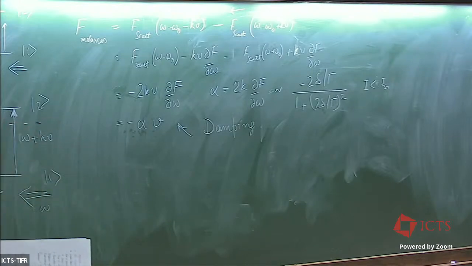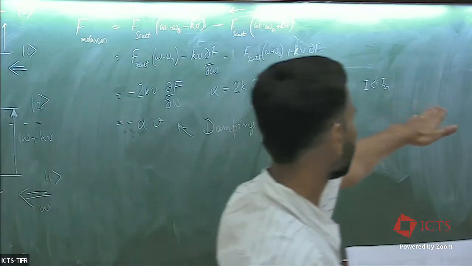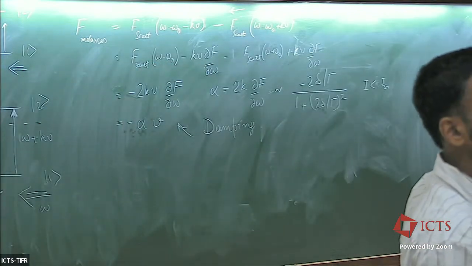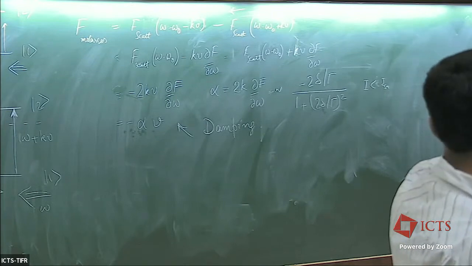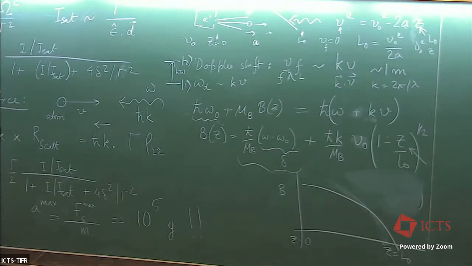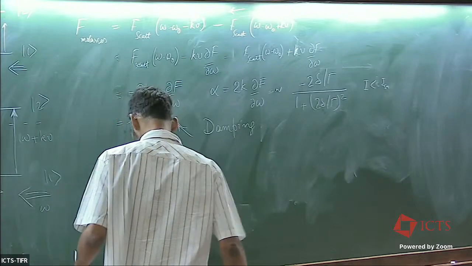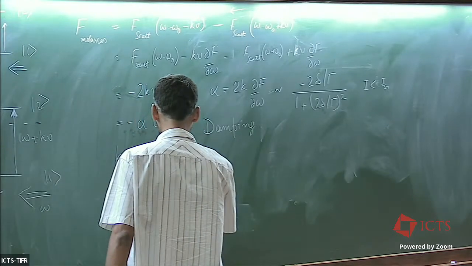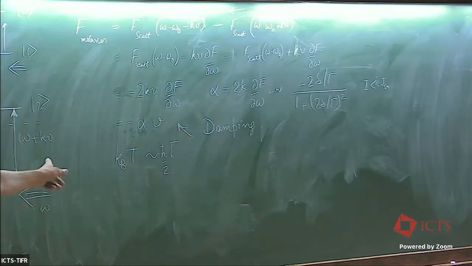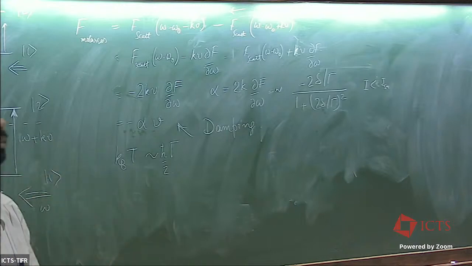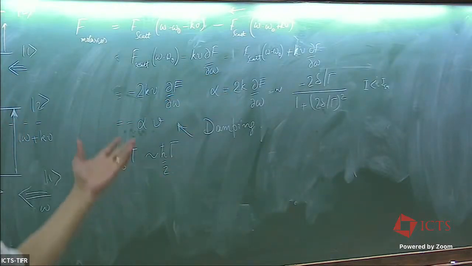But there is also another way to look at it. The only scale right now in our system is that gamma, the dissipation rate gamma, and that is actually the smallest energy scale. That is 2 pi times 6 megahertz, right? So if you multiply this with k_B, if you want a temperature out of it, this is going to be of this order, gamma multiplied by h bar, in fact h bar by 2. So this gives you an estimate of the minimum temperature you will reach with this system if you have only that damping or scattering rate which is giving rise to this damping.